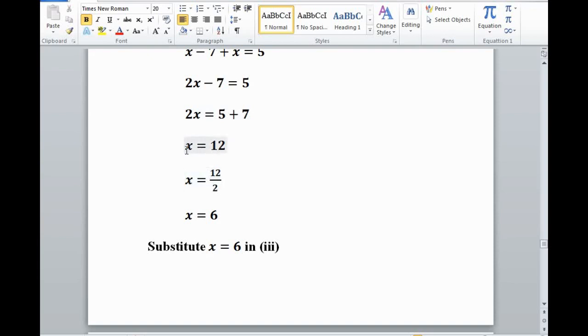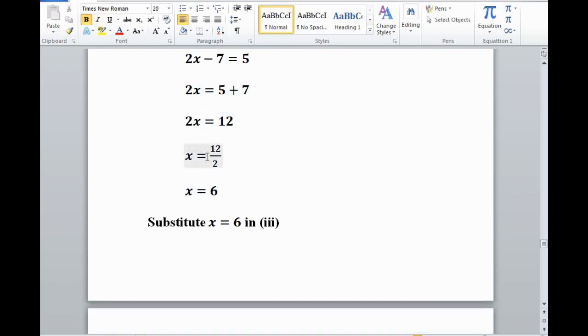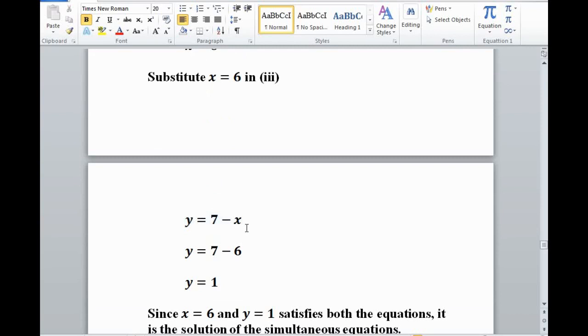Or if we take this 2 from left to the right side, first let me write this 2 with the left hand side. So 2x equals 12, or x equals 12 upon 2. Since 12 is the multiple of 2, so 2 times 6, 12. So x is equal to 6. And now let's substitute this value of x in equation number 3. So I'm going to write equation 3, y equals 7 minus x.